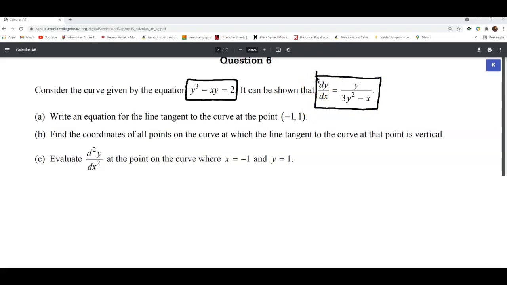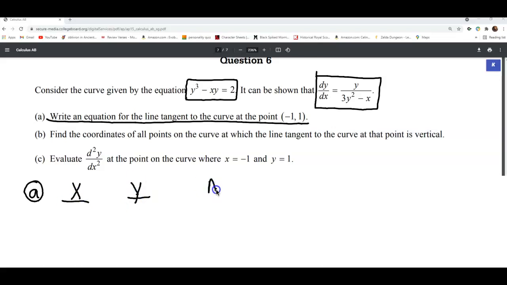So part A is asking us to write an equation for the line tangent to the curve at (-1, 1). If you ever want to find a tangent line, you need three things. You need an x, you need a y, and you need a slope. And once you know those three things, you can plug it into the tangent line formula that we've used so many times this year already.